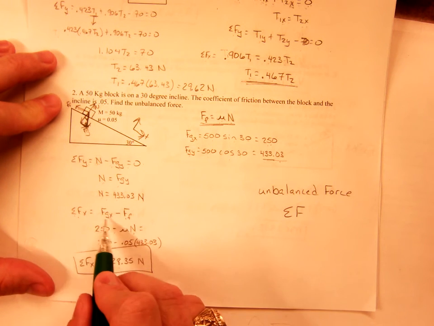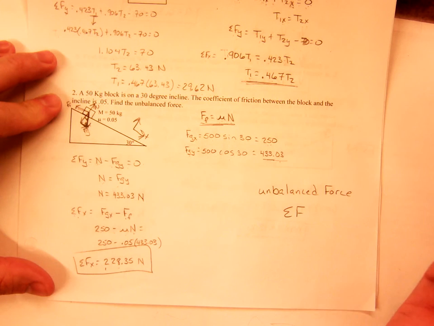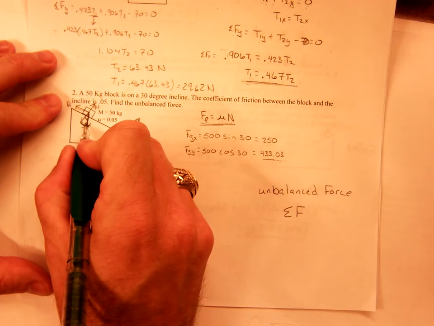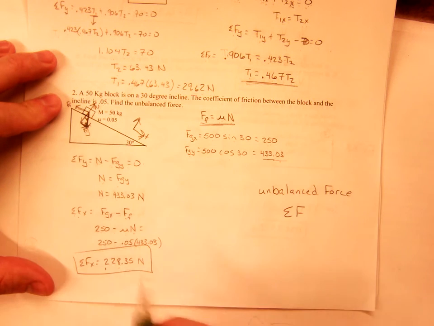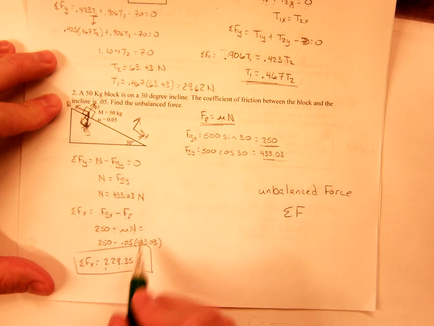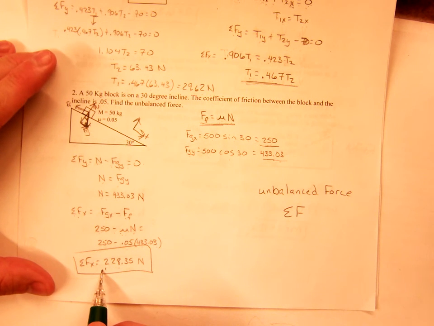Sum of forces in the x direction, and the unbalanced force, they just want, when I add up all my forces, what do they equal? So sum of forces in the x direction is going to be force of gravity in the x. It's positive because it's pointing downward, and minus the force of friction because it's pointing up the incline. So this is 250, which I got from right here, minus mu times normal, which is 0.05 times 433.03. My unbalanced force is 228.35 newtons.